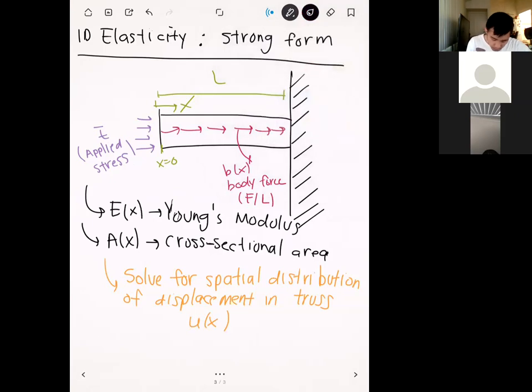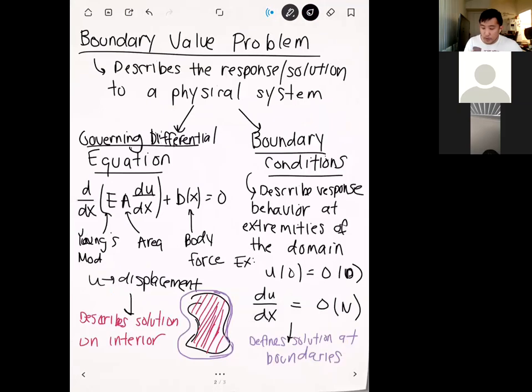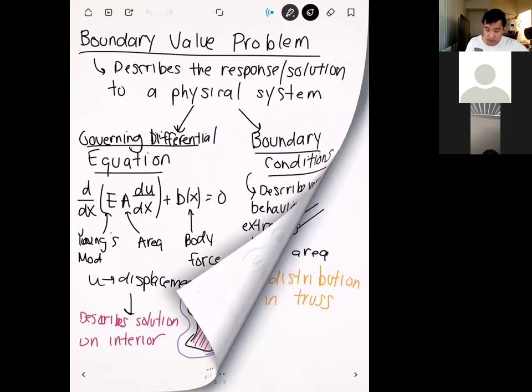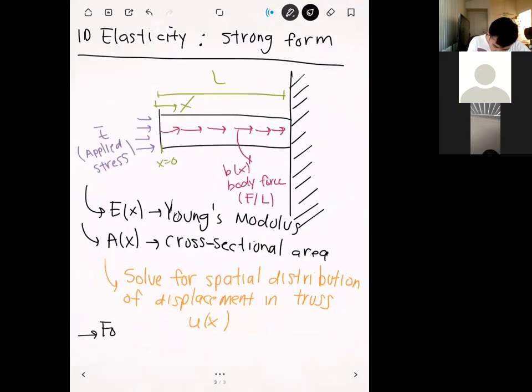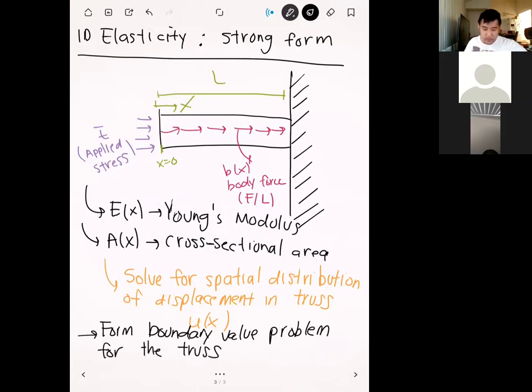The way that we're going to do this is the first thing we're going to do is form our boundary value problem for this truss. In other words, we need to find out what's the governing differential equation and what we can use for the boundary conditions.